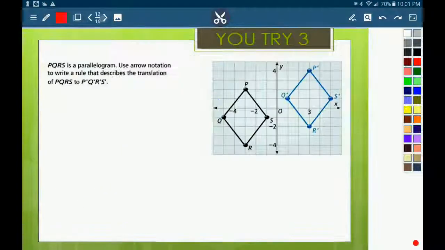Let's have you give this a try in your last Try. It says PQRS is a parallelogram. Use arrow notation to write a rule that describes the translation of PQRS to P prime, Q prime, R prime, S prime.